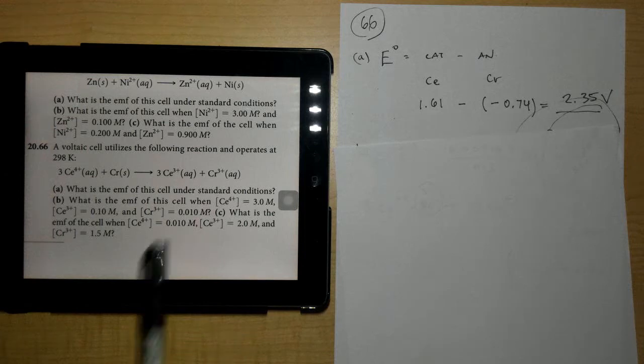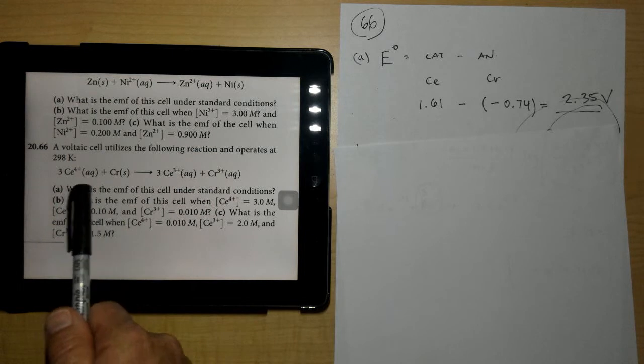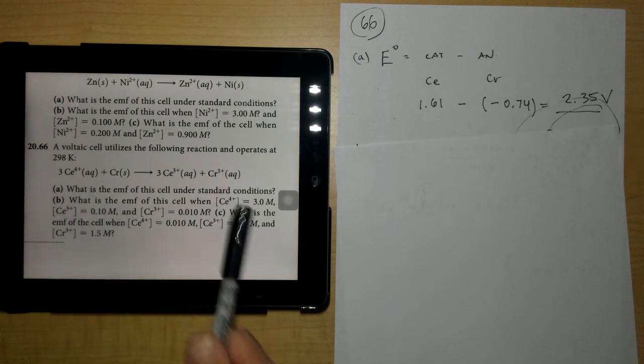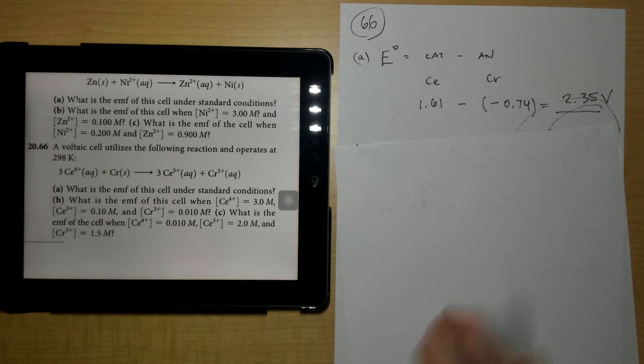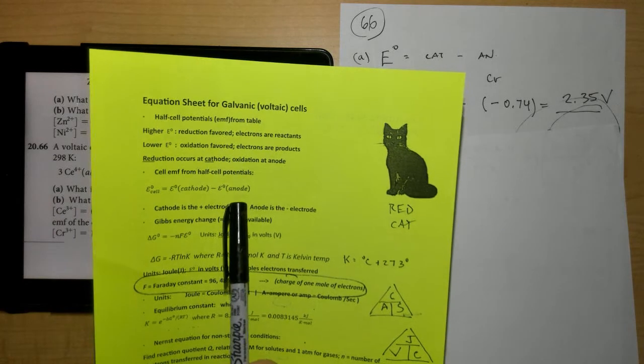Okay, so this is number 66. It says a voltaic cell using the following reaction operates at 298. Here's the reaction. It says what's the EMF of the cell under standard conditions. And so for this one, I would do cathode minus anode, which is right here on the red cat sheet.